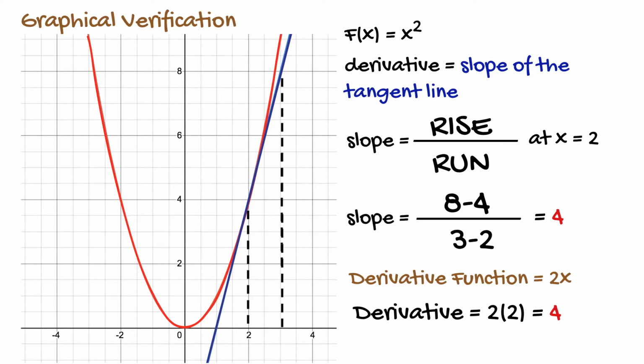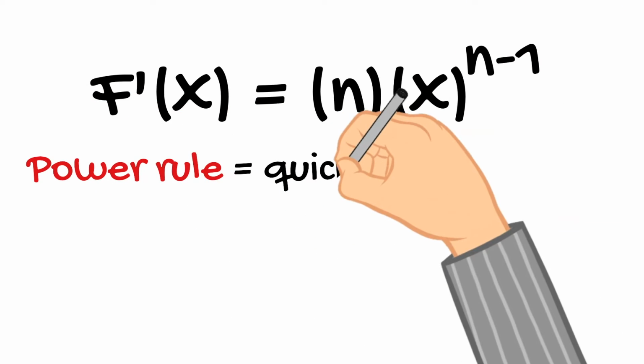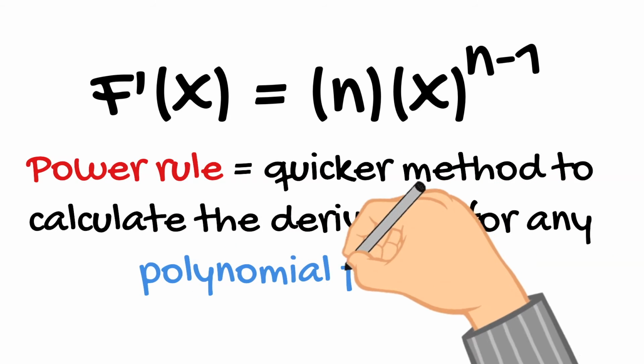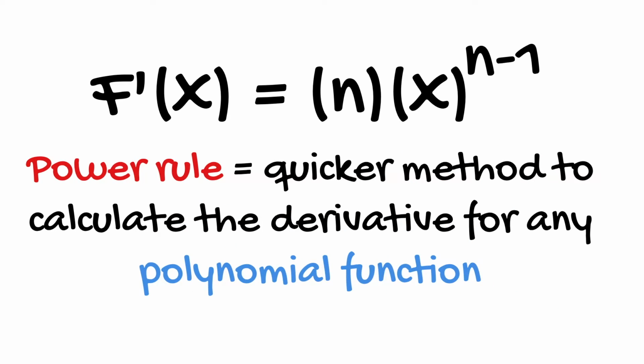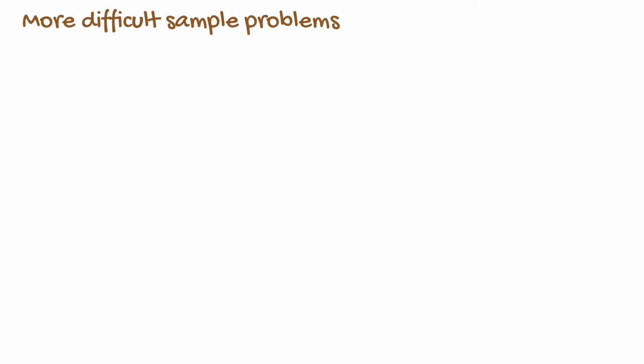You can graphically verify the slope of the tangent line at any point and check whether or not our derivative function is correct. But if you trust the power rule, this is a method that can quickly calculate the slope of the tangent line, or the derivative, at any given x-coordinate of a polynomial. So now let's move to some more difficult sample problems.